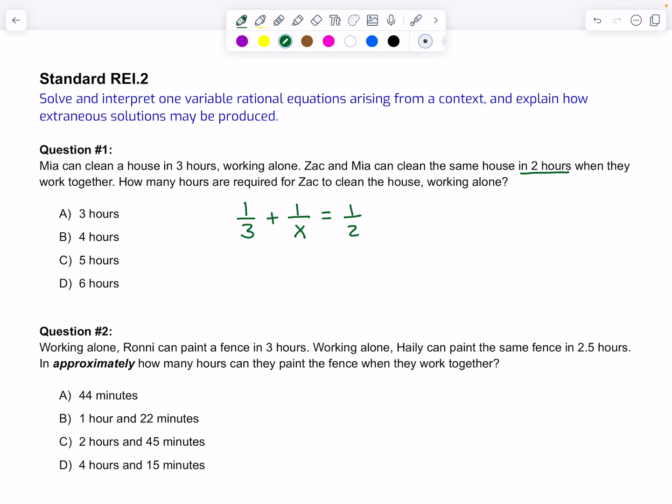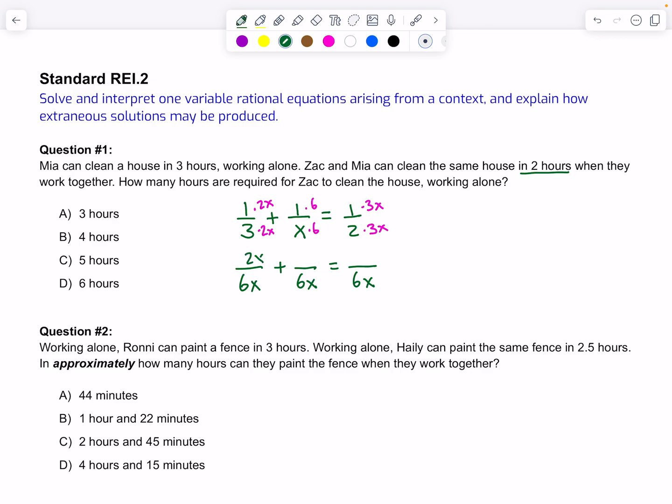So something we can do is get a common denominator. I see that 6x would work. So I'm going to turn these denominators all into 6x, and then once they're all the same, I'll be able to cancel them out. So I'm going to multiply the first fraction by 2x at the top and the bottom, the second fraction by 6, and then the third one by 3x, and then I'll have a common denominator.